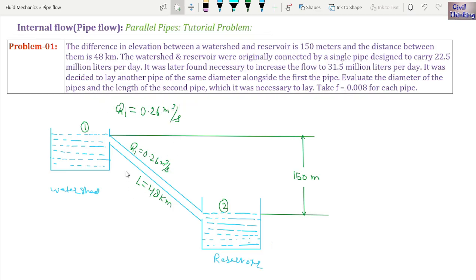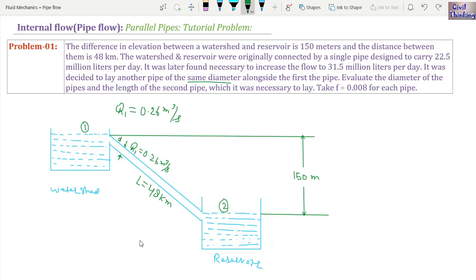Now we have to find the diameter. Let us say the diameter of this pipe is d. Now it was decided to lay another pipe of the same diameter, so we laid another pipe parallel to this. Something like this was another pipe, I will draw it later. So the diameter was the same, let the diameter of the first pipe be d, so the diameter of the second pipe is also d. Now we have to evaluate the diameter of the pipes and the length of the second pipe. So initially we will find the diameter of the pipe.